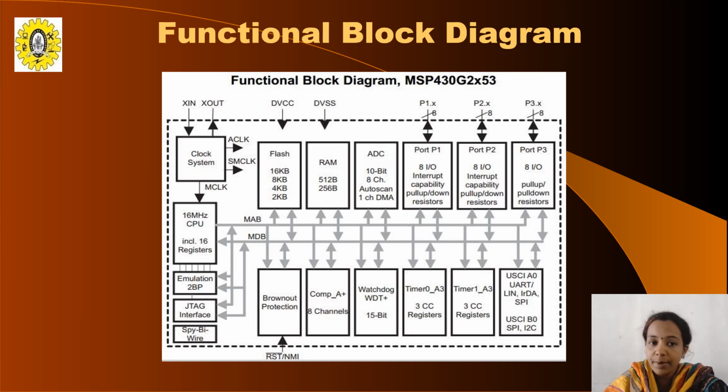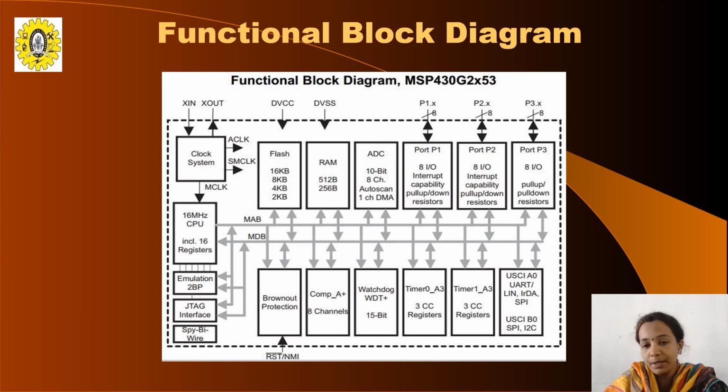The clock system is divided into clock input signal and clock output signal. The clock system is connected with the registers or the CPU, the central processing unit, where the CPU will be connected with the emulation JTAG, SPI by wire. So this central processing unit will be connected with the flash memory, the random access memory, the analog to digital converter, port 1, port 2 and port 3.